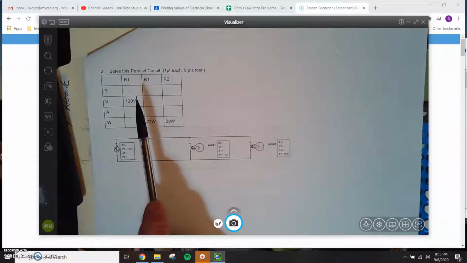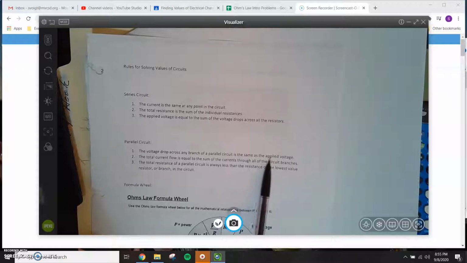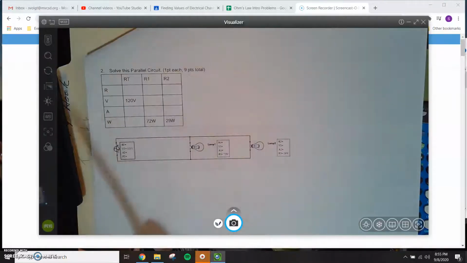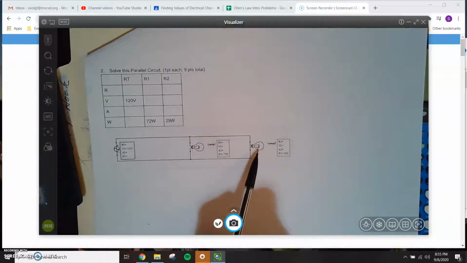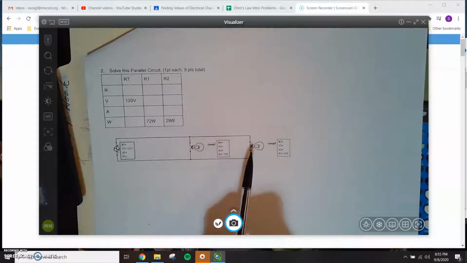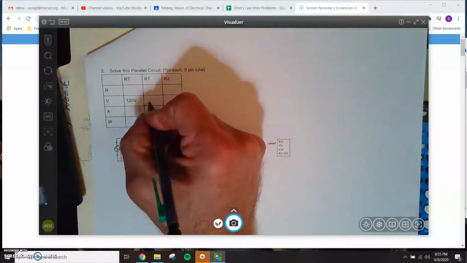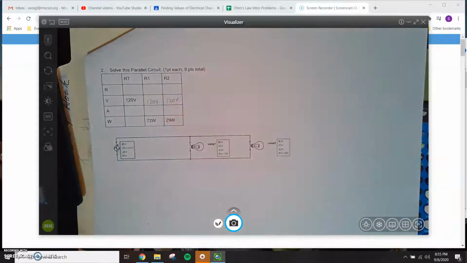obviously they gave you total voltage. If you look at our rules under a parallel circuit, the voltage drop across any branch of a parallel circuit is the same as the applied voltage. So you should know, because there's only one resistor at each one of these places, that this branch is going to get 120 volts, and this branch is going to get 120 volts. Okay, so you get 120 volts at both of those resistors.